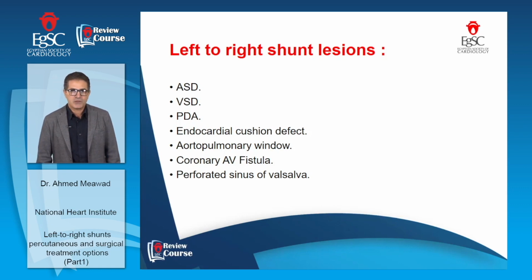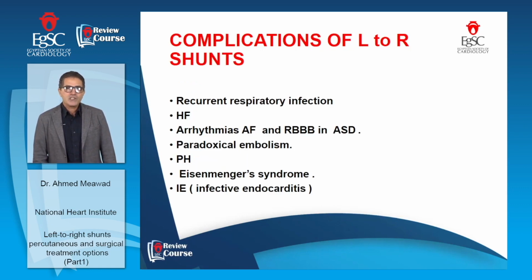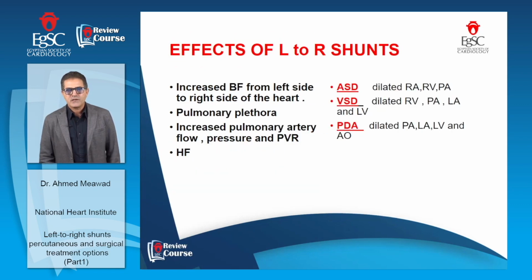of treatment. The complications of left-right shunts due to pulmonary overflow may include recurrent respiratory infection, heart failure, arrhythmias, paradoxical embolization, pulmonary hypertension, which may eventually lead to Eisenmenger syndrome, and infective endocarditis. In addition to these complications, cardiomegaly may occur due to these shunts. In ASD, the right side is dilated, and in VSD and PDA, the left side is dilated.